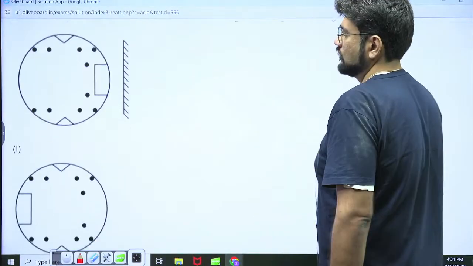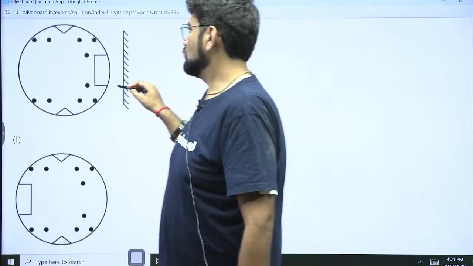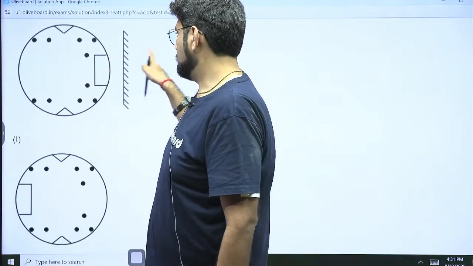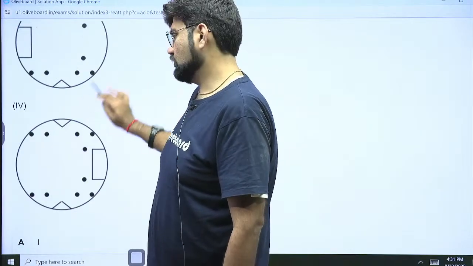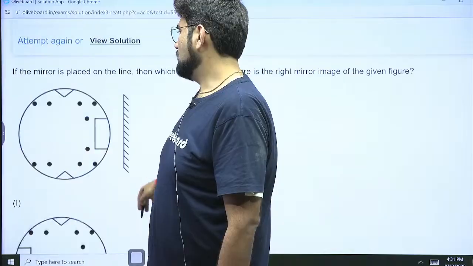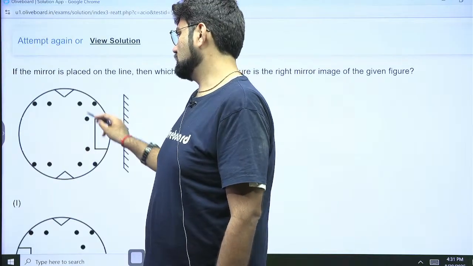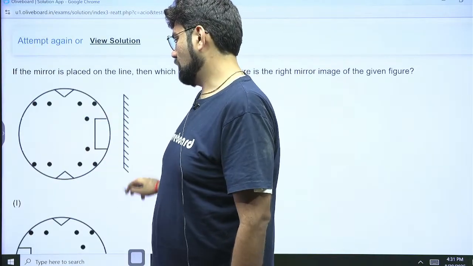Mirror image for this. Okay, let's observe. So let's start with this rectangle. This rectangle will flip here on the side. So it's here in options 1, 2, 3, but not in option 4. Option 4 is gone. And above the rectangle, we have these 3 dots as a triangle and these 3 dots. So they are topping it up.